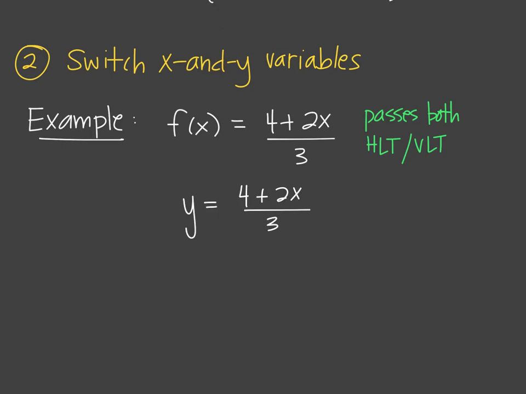Now I want to switch them. To create the inverse, I switch the positions of x and y. So x becomes y and y becomes x. Nothing else changes. Don't change the 4, the 2, the 3, just switch the x and the y. So then you're going to get x equals 4 plus 2y over 3.